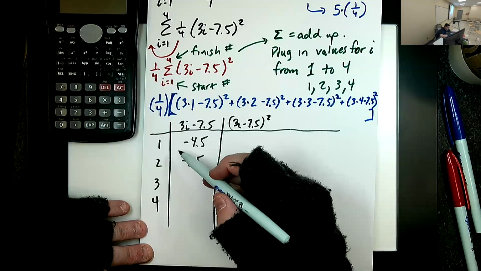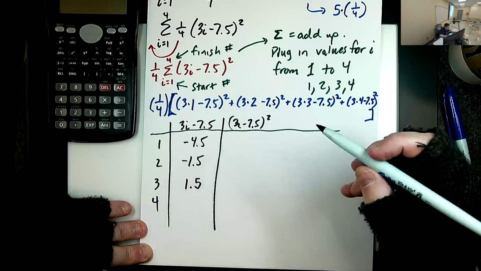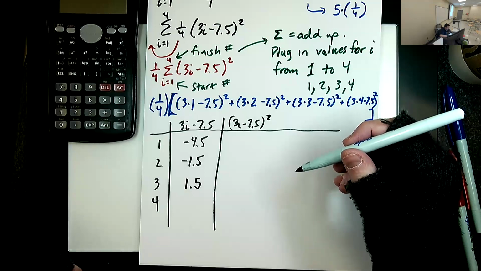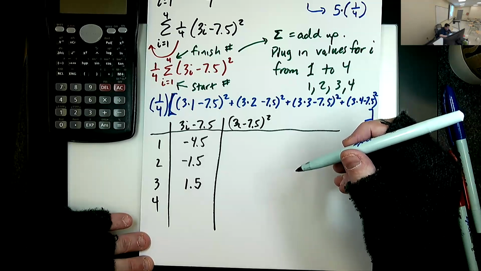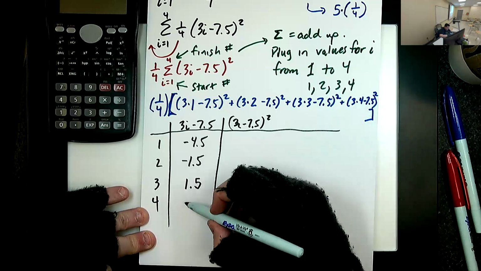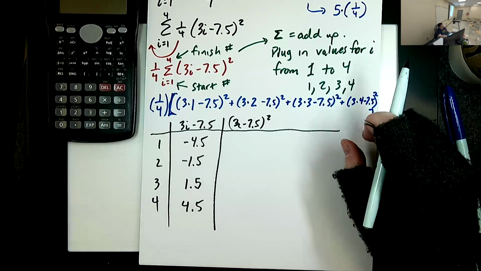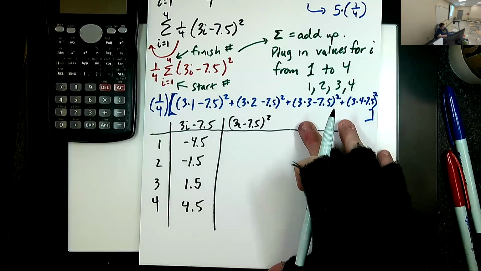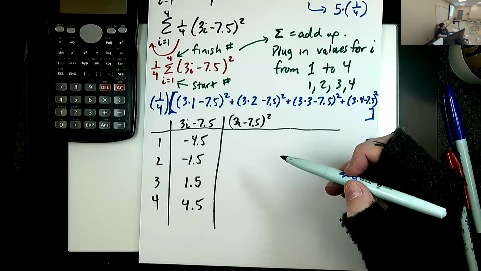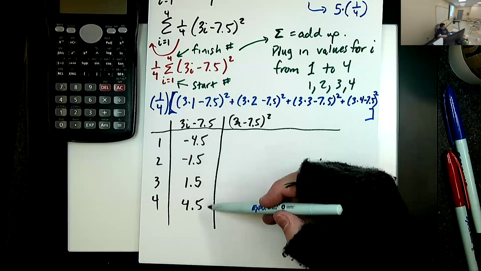If I plug in 3, I have 3 times 3 is 9. 9 minus 7.5 is positive 1.5. If I plug in 4, 3 times 4 is 12. If I subtract 7.5, I get 4.5. Don't assume this negative and positive values being the same on top and bottom is going to show up every time. This just happens to be the way the problem was constructed. It can be any value. So don't just assume that they're going to be the same.